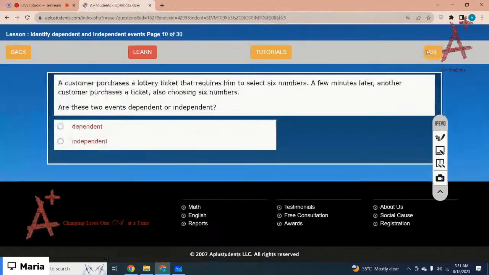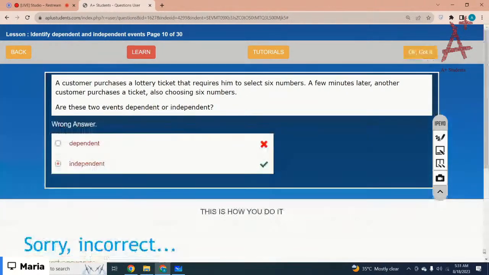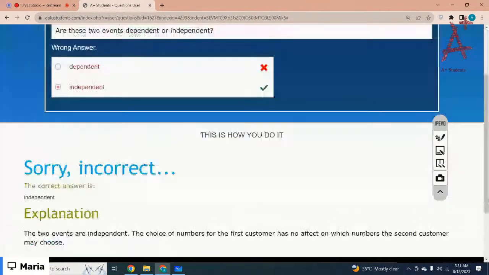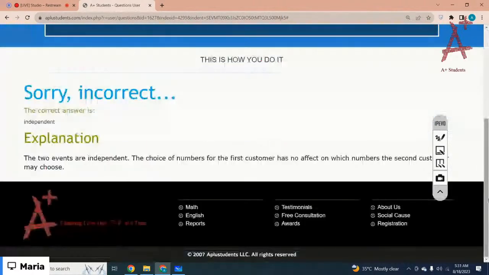A customer purchases a lottery ticket that requires him to select six numbers. A few minutes later, another customer purchases a ticket also choosing six numbers. So they are dependent events, right? Independent. Yes, the choice of numbers of the first customer has no effect on the second customer. So they are independent events.